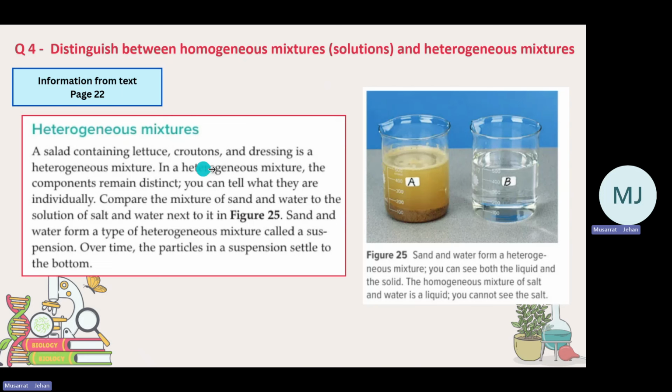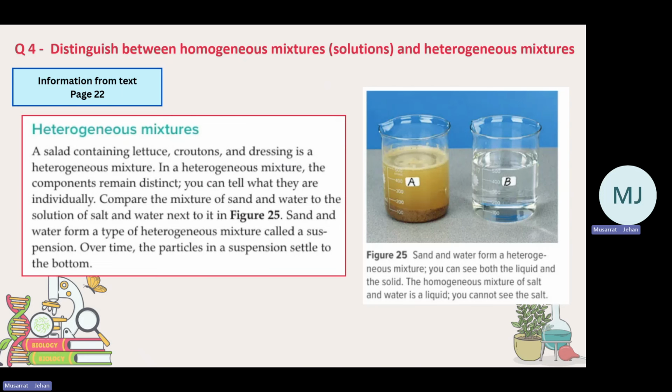Salad containing lettuce, croutons, and dressing is a heterogeneous mixture. You can see the components. They remain distinct and you can tell what they are individually. Here you can see these two are different, heterogeneous and homogeneous. Over time, what will happen if you leave it? Over time, they will settle down. Because they settle down over time, we call it a suspension. Suspension is when the particles are settling down at the bottom.